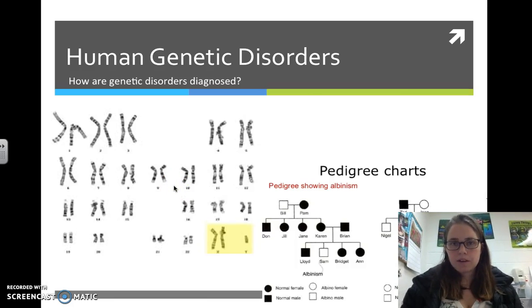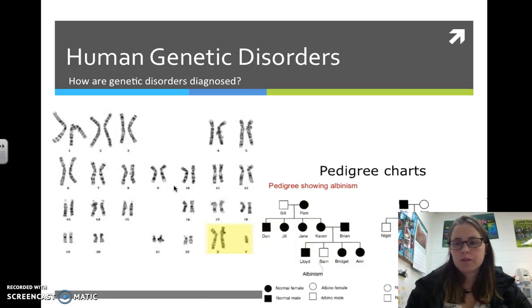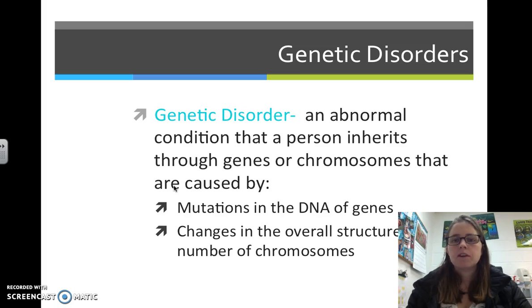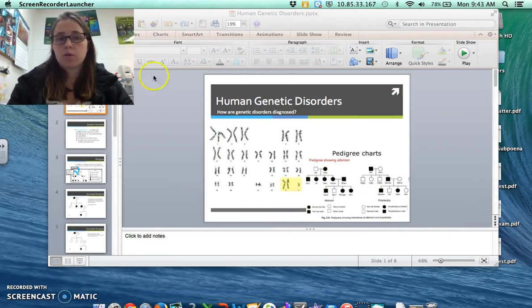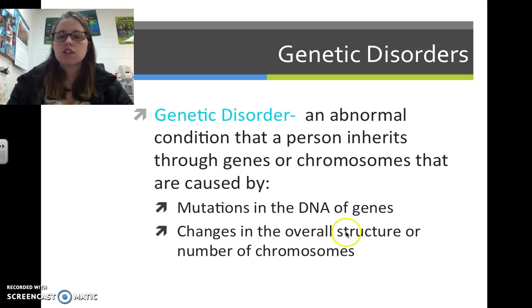Alright, we are going to talk about human genetic disorders. So these are things that happen within the genes of humans that can cause abnormalities in those who are affected by them. A genetic disorder is an abnormal condition that a person inherits through genes or chromosomes that are caused by either mutations in the DNA of the genes, which is what we've been talking about, or changes in the overall structure or number of chromosomes.